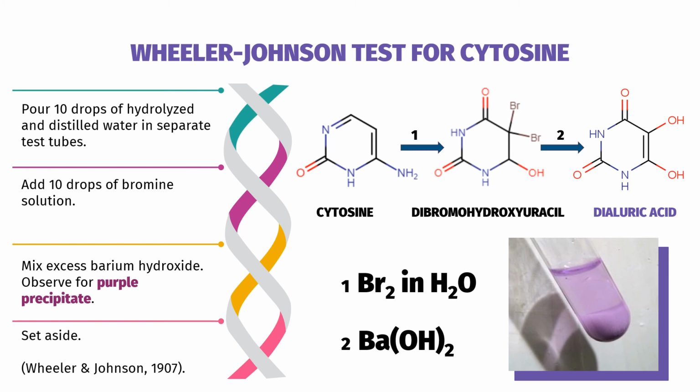Again, we prepare in test tubes the hydrolyzed sample and the controls. Add 10 drops of bromine solution, then an excess of barium hydroxide. After that, wait for purple precipitate in all but the negative control.